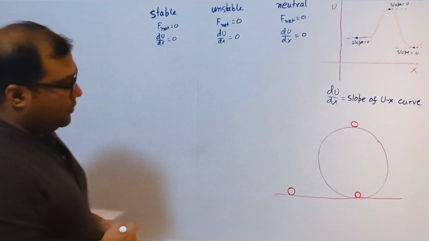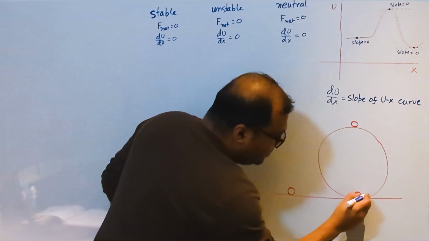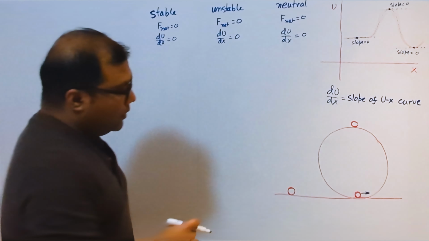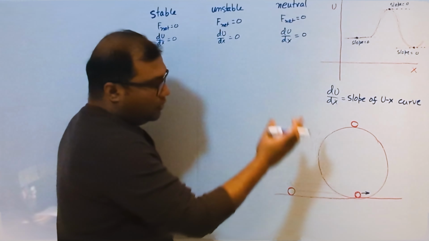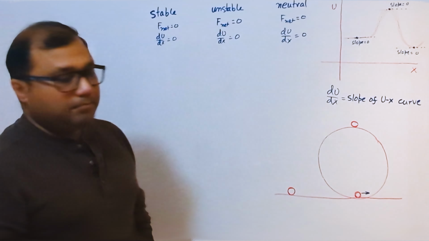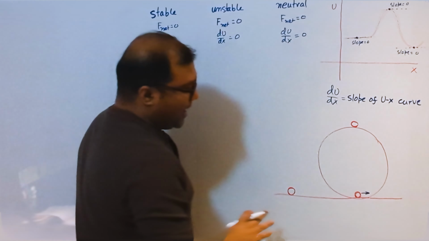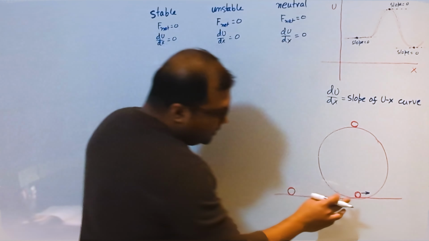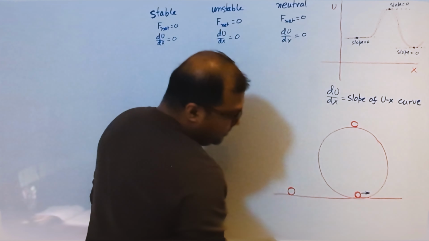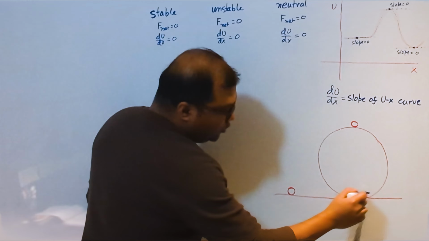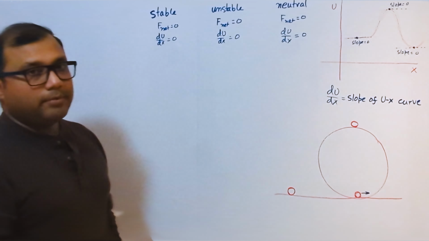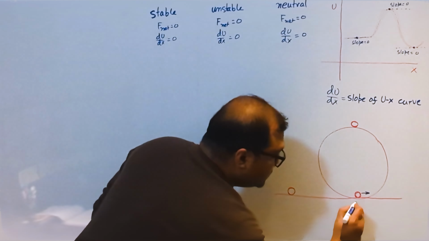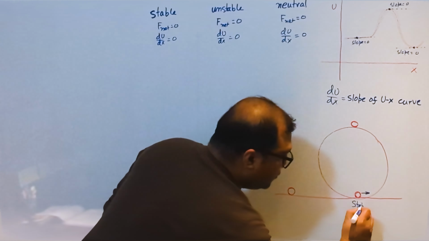If we disturb these by a little bit, first of all, all three are in equilibrium because there is no net force acting on each of these cases. Now, if I disturb the ball inside the sphere by a little bit, then eventually it will come back to its equilibrium position. That's the reason this is called stable equilibrium.